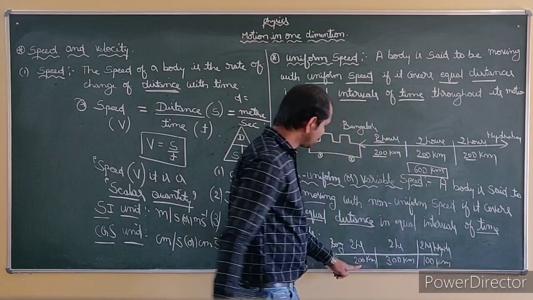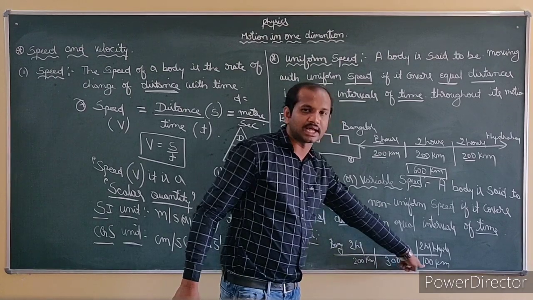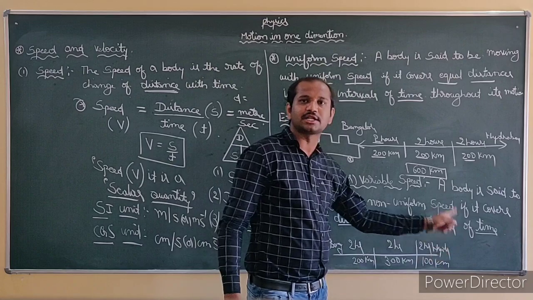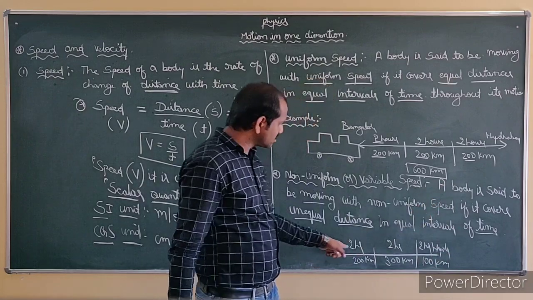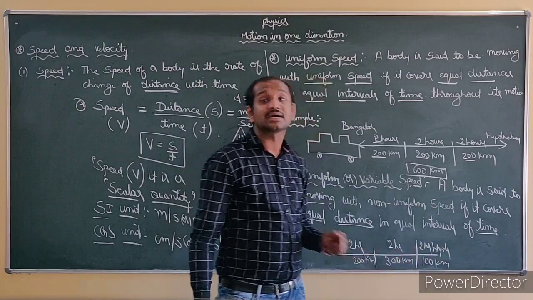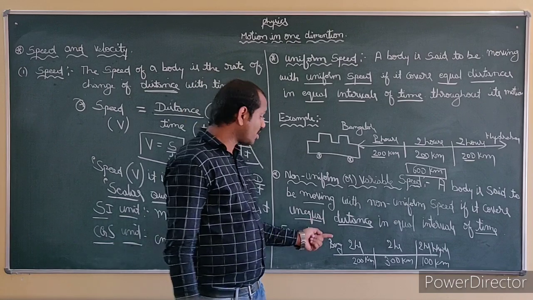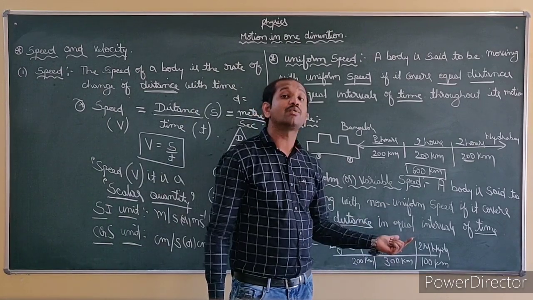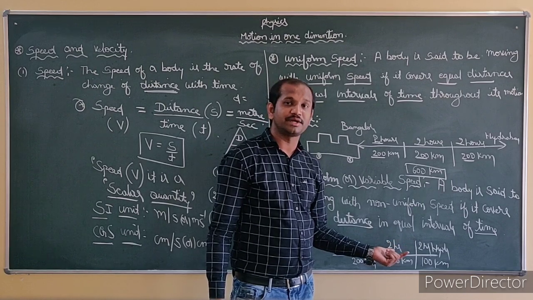So totally 200, 300, 500 plus 100, 600. No doubt the distance between Bangalore and Hyderabad is 600 kilometers. The time taken also was 6 hours. But the question is: was the bus moving with a uniform speed or not? How can we find that it is moving with uniform speed or not?